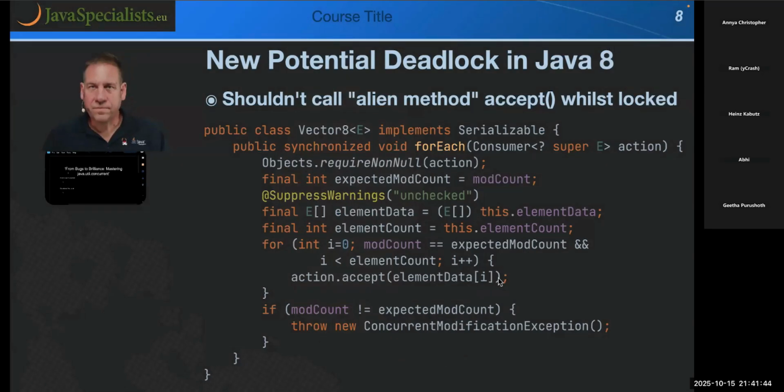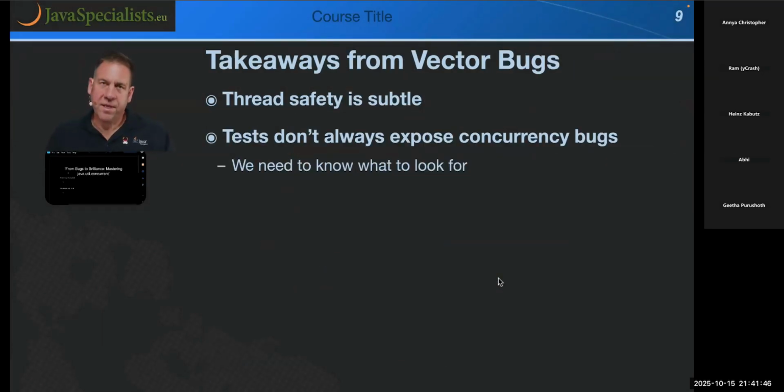All right. So the takeaway is that thread safety is quite subtle, and there are lots of tests for Vector. But these tests don't always expose the concurrency bugs. We actually need to know precisely what to look for. Are we looking for deadlocks? Are we looking for race conditions, visibility? And we need to test for those specific things. We can't just say, well, show me all bugs. And there have been attempts to write systems like that. I've not seen anyone that really works that well. They sometimes work, but they don't work that well.